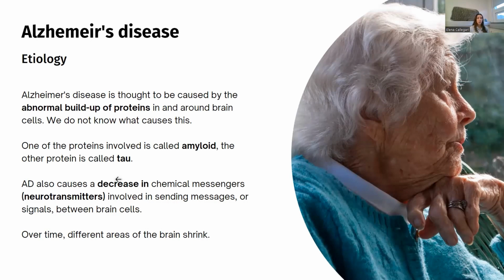And we don't know what causes this, but we're fairly sure that these types of proteins, there are 2 types of proteins, amyloid and tau, are relevant to understand what is going on in the brain of a person with Alzheimer's disease. And these proteins cause plaques or tangles in brain cells that reduce the volume of the brain overall, because they cause some parts of the brain to die, and they also cause a decrease in chemical messengers that are involved in sending signals between brain cells.